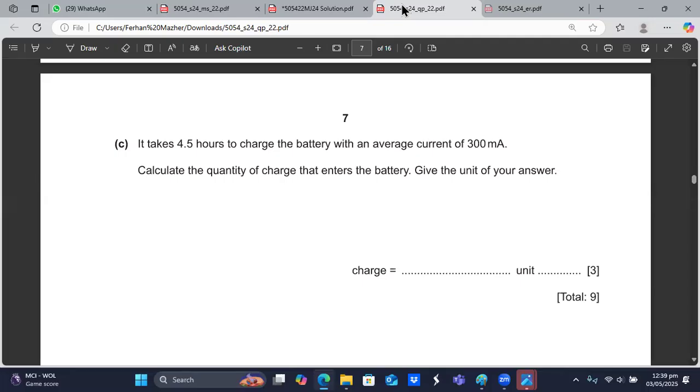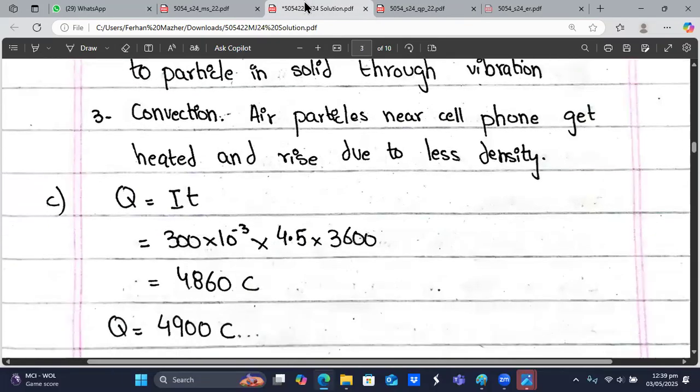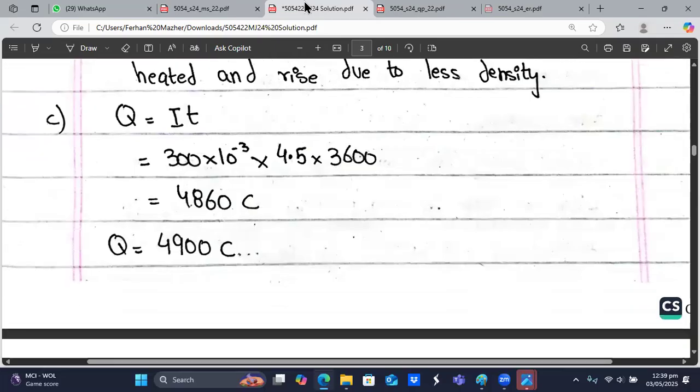You know, I is equal to charge divided by time. I want to know the amount of the charge. Current is equal to charge divided by time, so charge will be equal to current multiplied by time. But the current must be taken in amperes and the time must be taken in seconds. So Q = IT, where Q is the charge, I is the current, and T is the time. Time must be in seconds, and I must be in amperes.